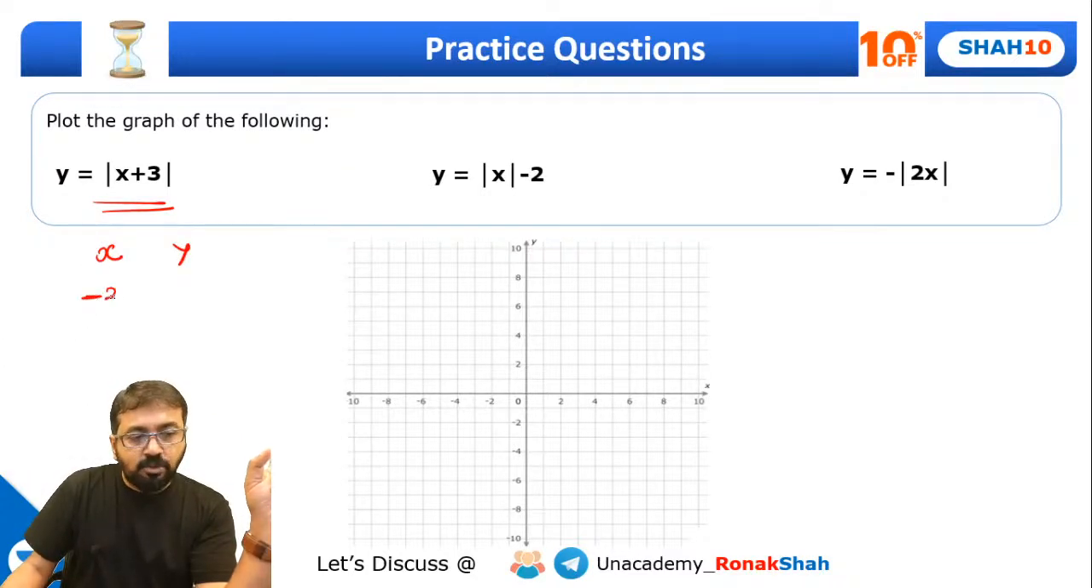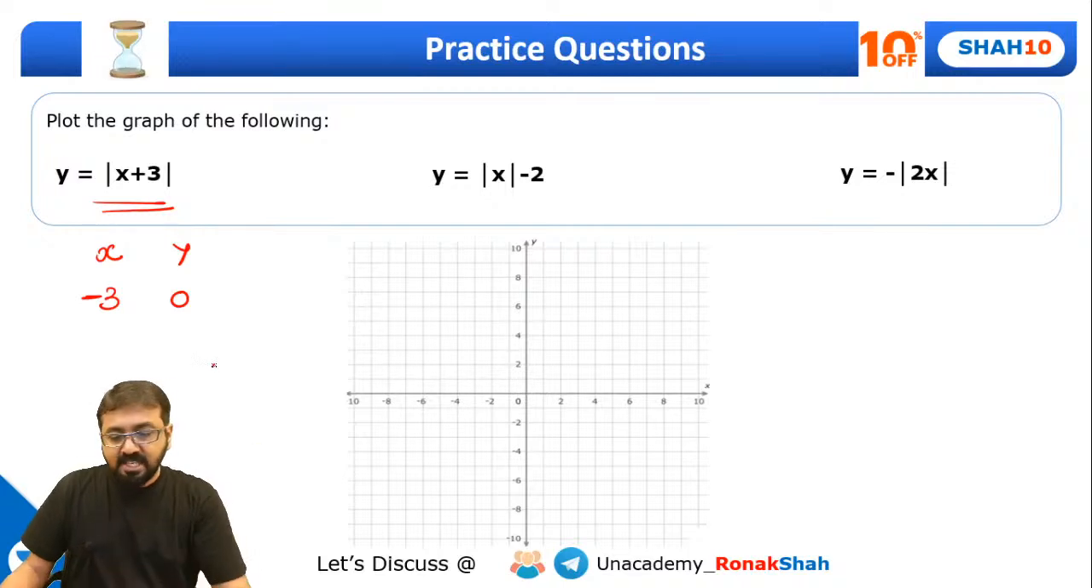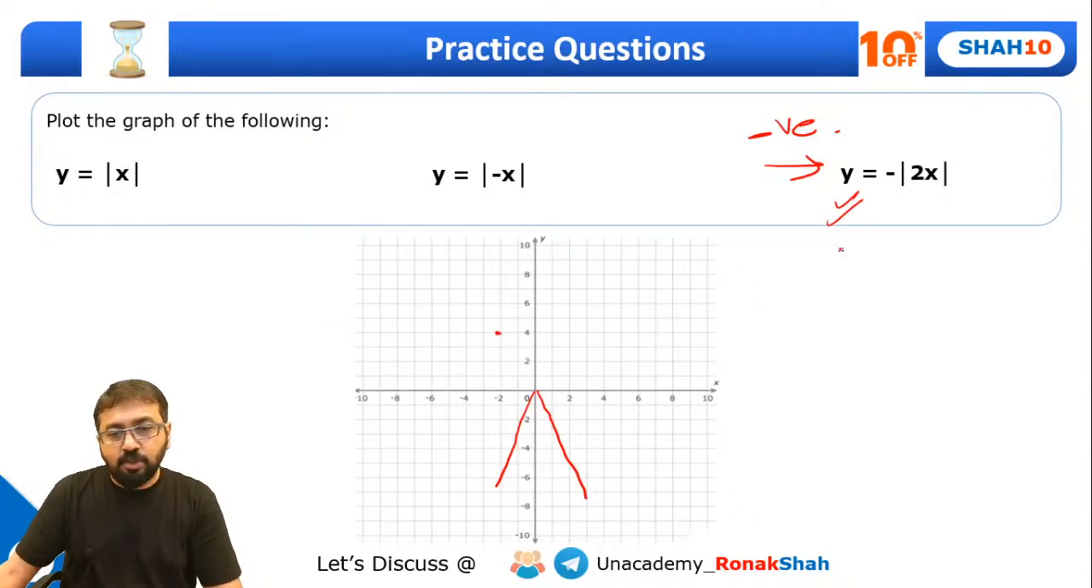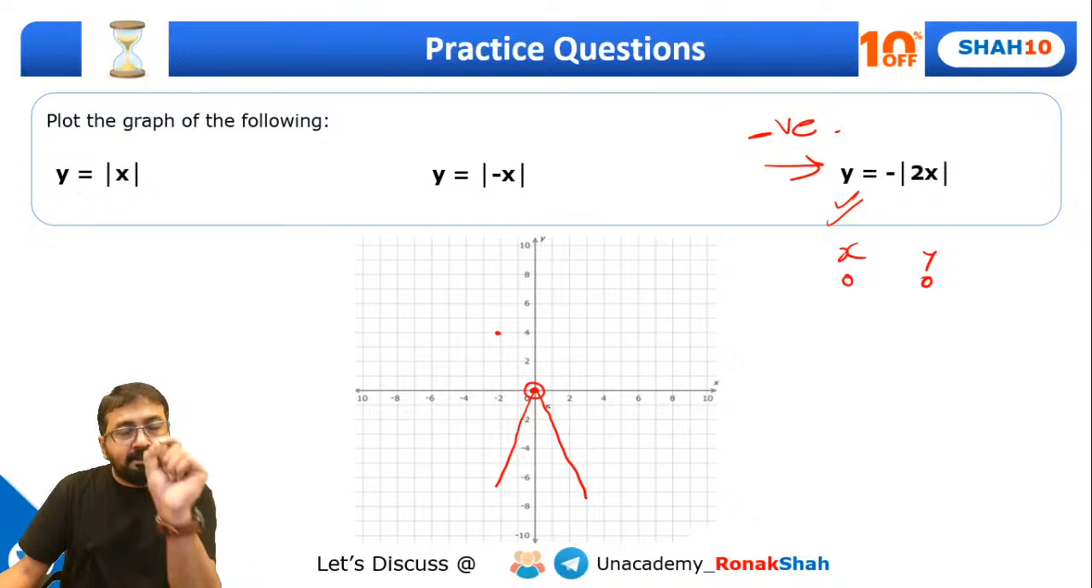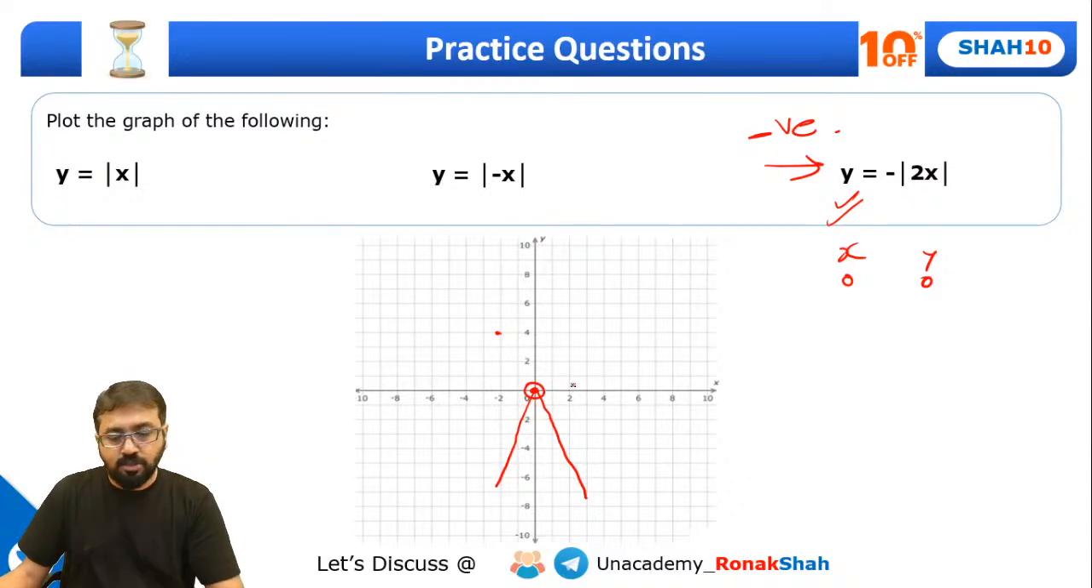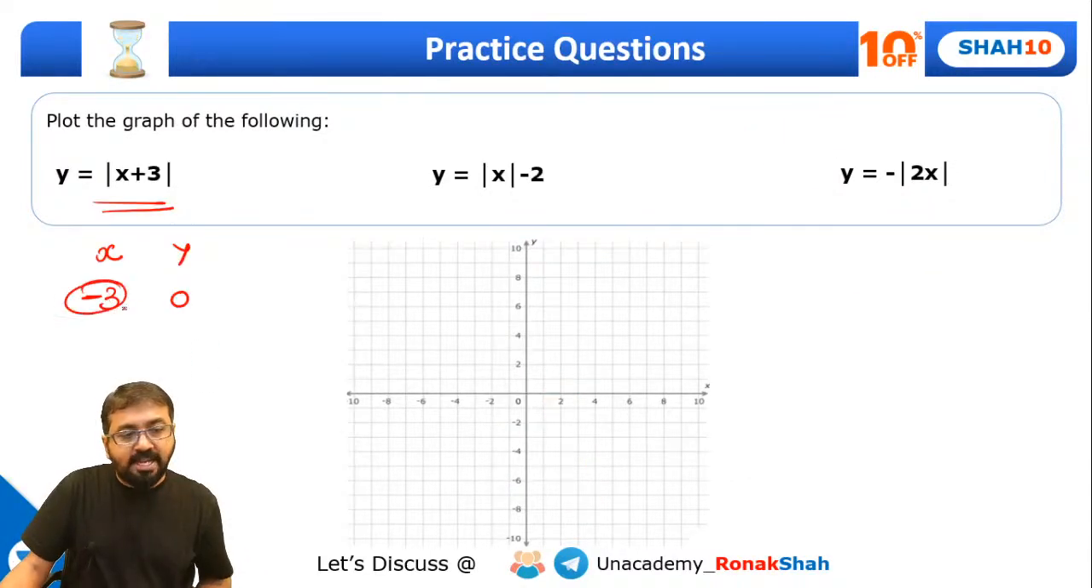Can I say for x equal to minus 3, y will be 0? See, in the previous graph, for x equal to 0, y was 0. And that's why the cusp of the v, the tip of the v, was exactly at 0, 0. But here for x equal to minus 3, y will be 0. So that tip will be somewhere at minus 3. So this is that point.